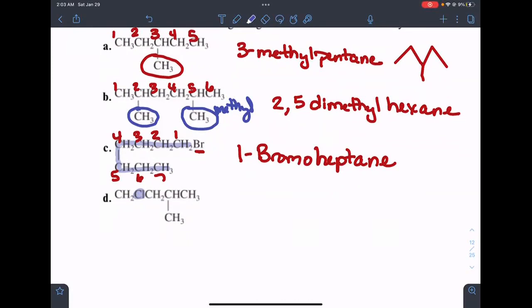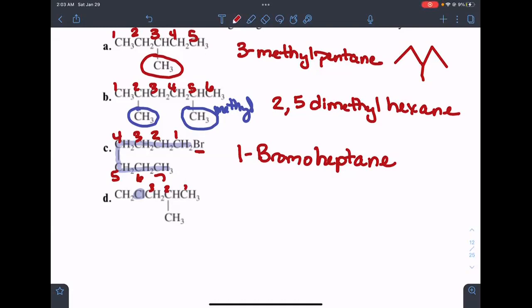So if I do this, right, I'm going to do 1, 2. I could go down and get 3. I could go and get this carbon. I could go to 3. But now what happens with that chlorine? How is that chlorine really attached?